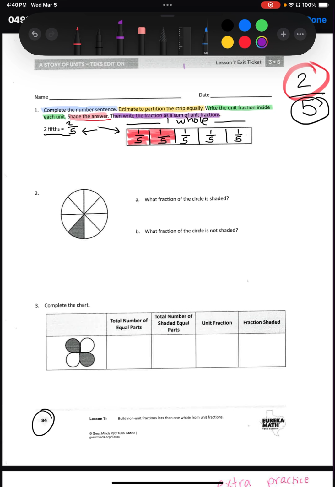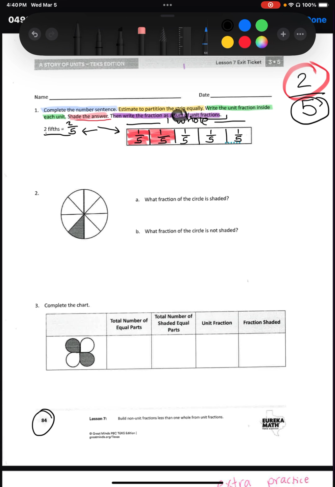Then write the fraction as a sum of unit fractions. And that sounds very complicated, but it really isn't. There's some keywords to help guide us here. The first is sum. When we have the word sum, we know that we're working with addition. And then the next is unit fractions. A unit fraction is any fraction with a 1 in the numerator. It's one part of a whole.